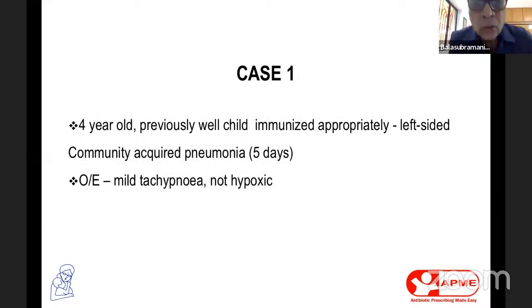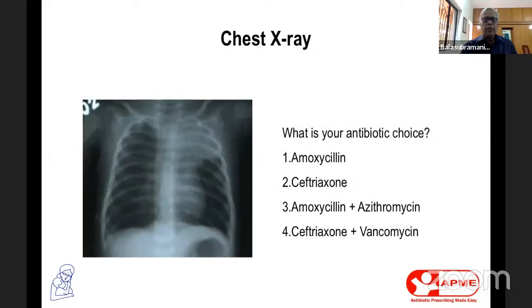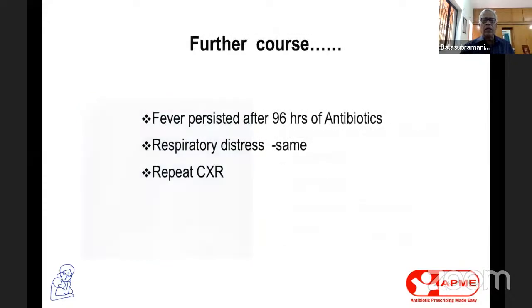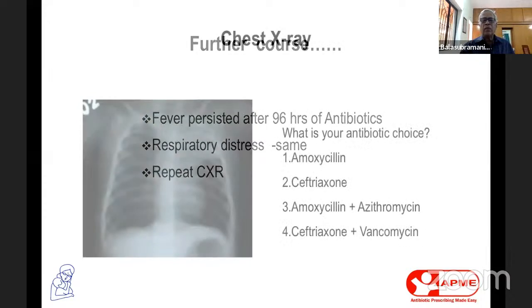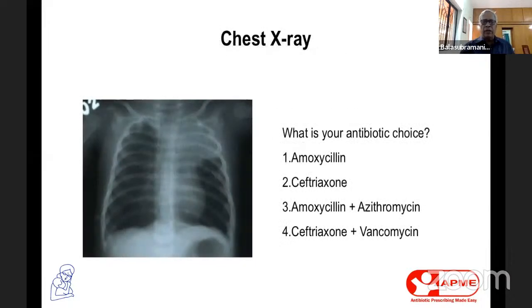Let us look at 2 case scenarios. This 4-year-old child, immunized appropriately, has community-acquired pneumonia, has mild tachypnea, is not hypoxic, no retractions. X-ray is taken, it's upper lobe consolidation. Somebody will ask which antibiotic will you use: amoxicillin, ceftriaxone, amoxicillin plus azithromycin, ceftriaxone plus vancomycin. Obviously, most of you will say you give amoxicillin to cover pneumococcus, the most common organism. And you have started amoxicillin, you have given 50 milligram per kg correctly.